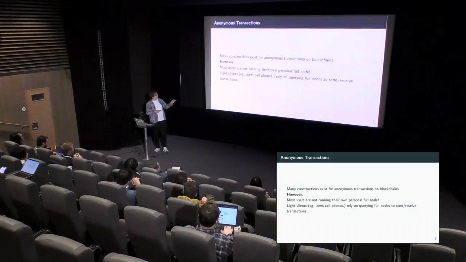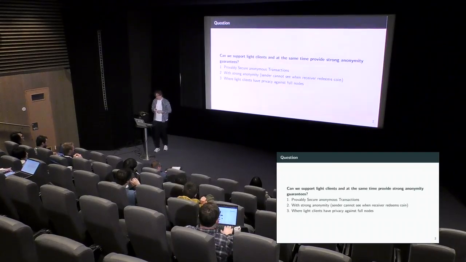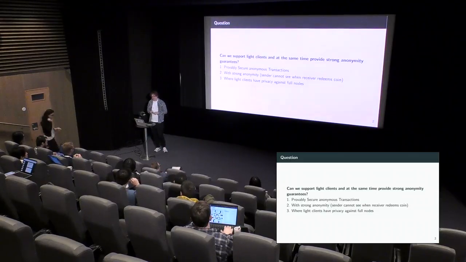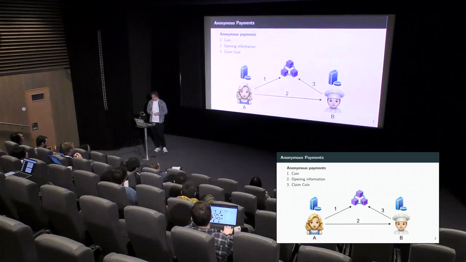So in reality, many people will be trying to make these transactions without access to the full state, and they'll be querying full nodes that are running the blockchain to get the information they need to make their proofs. So the question we asked in this project was, can we make a provably secure anonymous transaction scheme which supports light clients with full privacy against these full nodes that they're talking to, and also provides strong anonymity guarantees, meaning that even the sender of the coin cannot see when it gets picked up by the receiver.